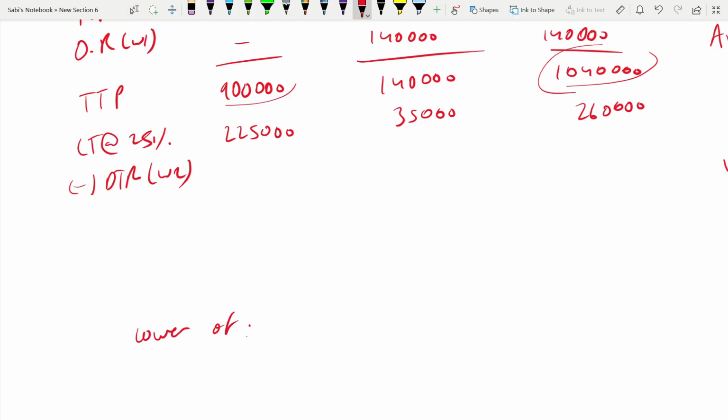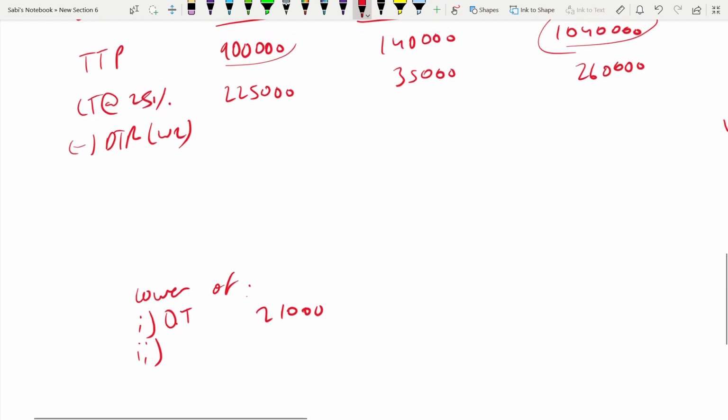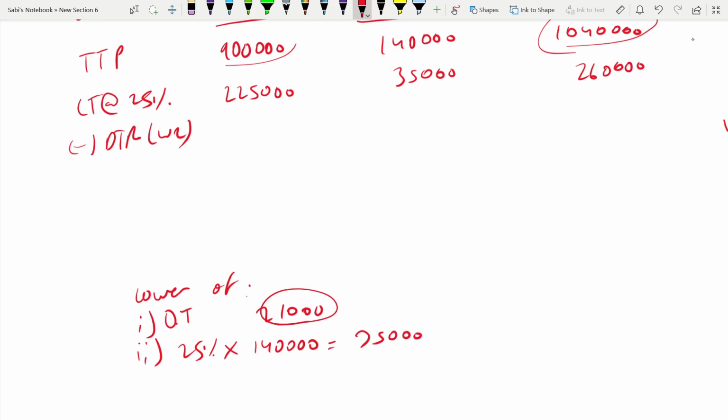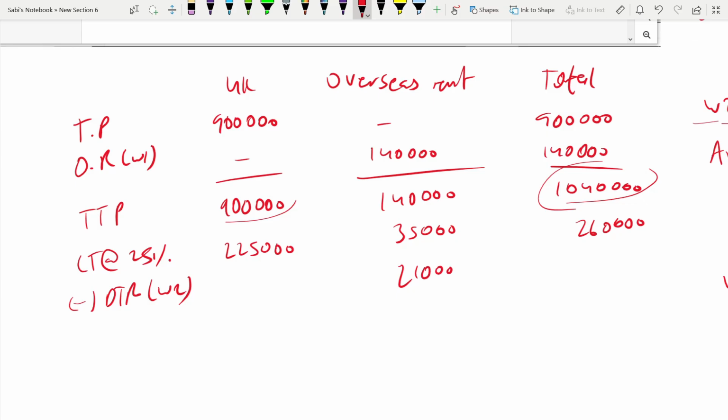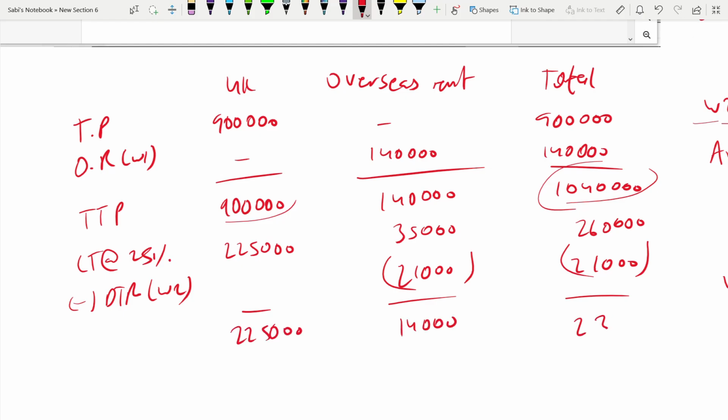Lower of overseas tax. Overseas tax, just now we got 21,000. You have done it. And UK tax. UK tax is 25% on what? Overseas income is 140, which is 35,000. Lower is 21, so 21 is the DTR. We'll deduct it from overseas rent and total. So now it's 225, 14,000 and 239,000. This is your corporation tax liability. It's very simple.